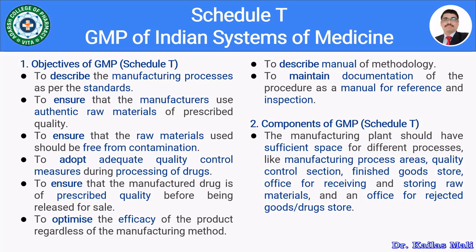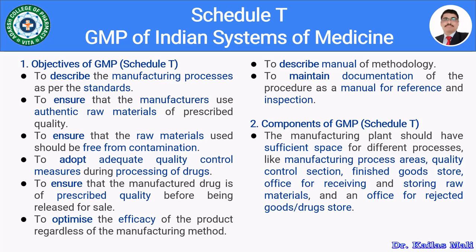Further, to optimize the efficacy of the product regardless of manufacturing method. There might be variation in the manufacturing method, so one should optimize the efficacy of the product. To describe the manual of the methodology, whatever methods are adopted during manufacturing should be described and documented. To maintain the documentation of procedure as a manual for reference and inspection. Already we have discussed all these objectives on the previous slide.